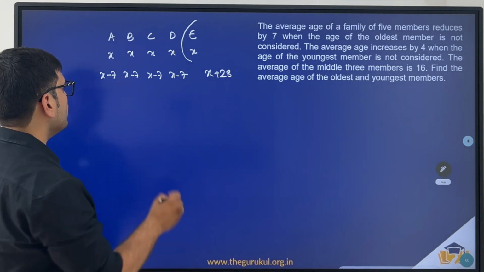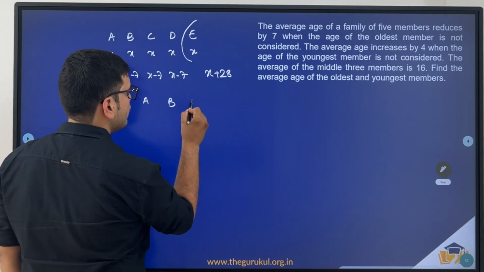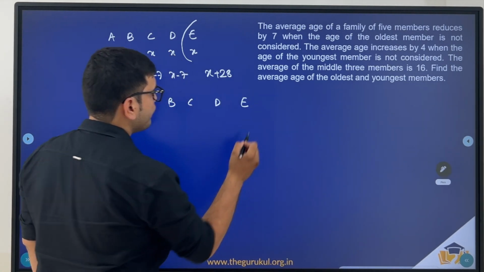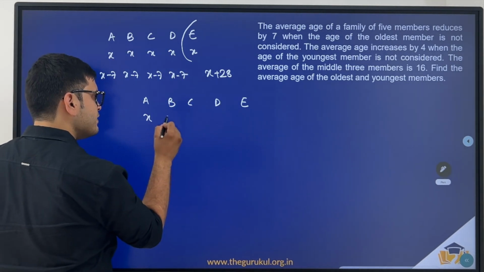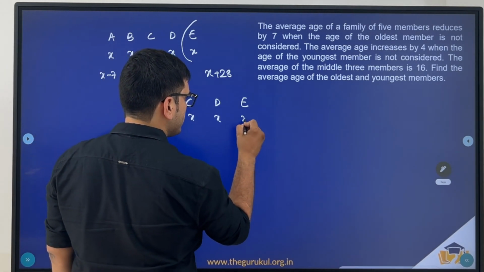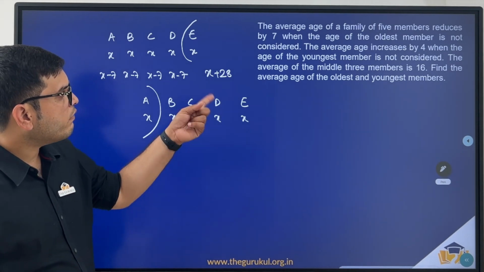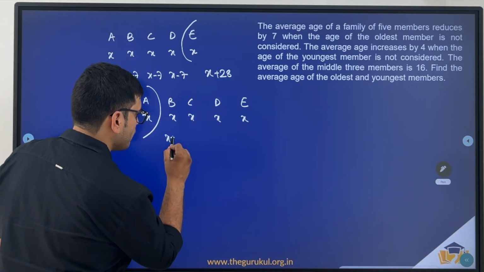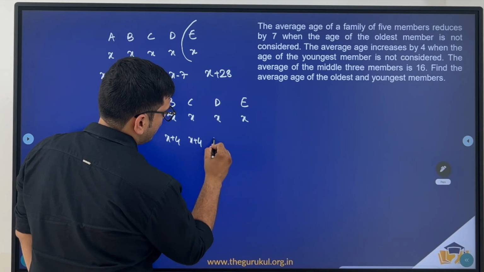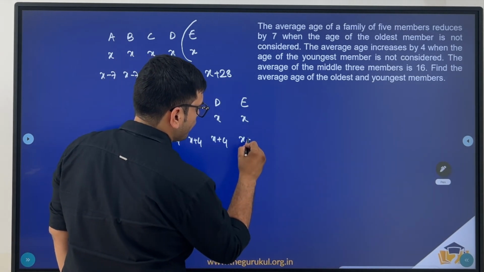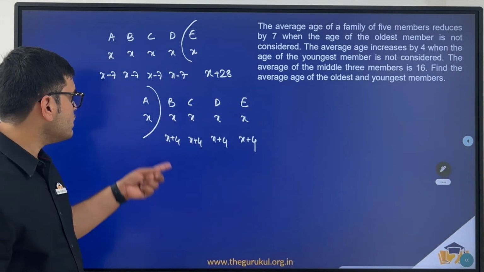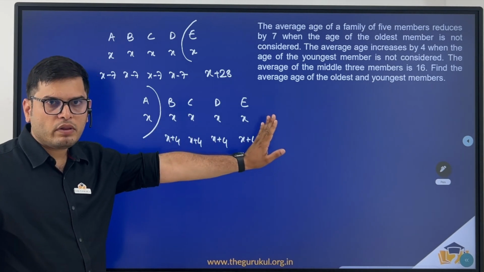Right? Now, similarly, A, B, C, D, and E. Now, the average of these 5 persons' ages is X. When the youngest person leaves, then the average increases by 4. So this becomes X plus 4, X plus 4, X plus 4, and X plus 4. Right? Because this person is leaving some amount with the remaining 4.